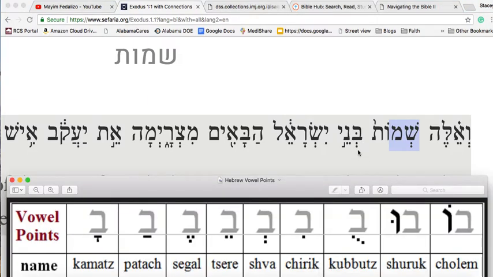We have a bait with a shiva under it. We have a noon with a tsiri under it. And we have a yod. Okay? It's a 3-letter word. So if we sound this out, it goes be, nay, benay, okay? Which means sons. We have ve'ele shemot benay. These are the names of the sons. These are the names sons. Okay? Then let's go on to the next word here.